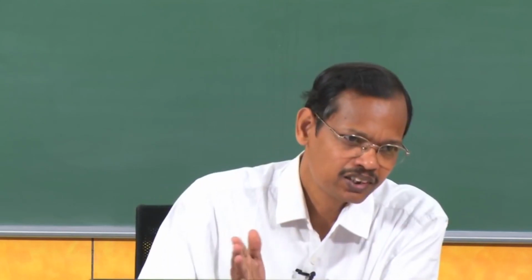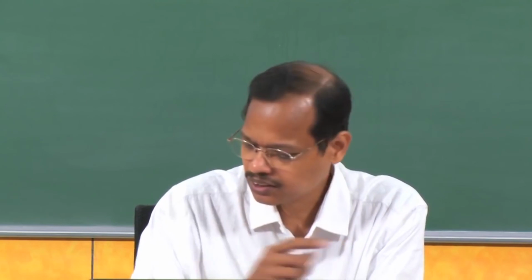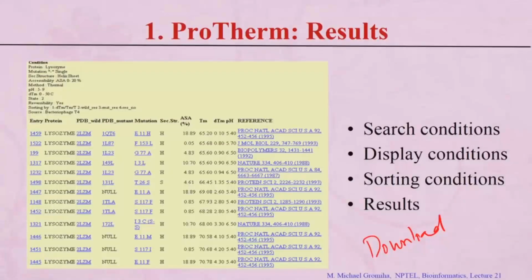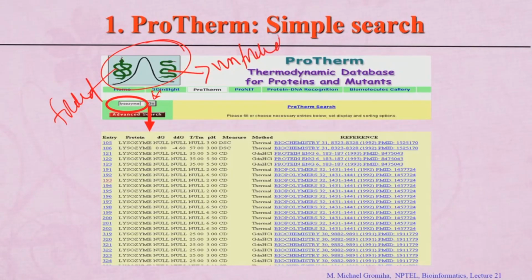In the second part we discussed the database. What is the name of the database? Protham. This is a thermodynamic database for proteins and mutants, which is why they put the name Protham. If you see the Protham logo, this is the folded state, this is the unfolded state, and this is a curve. Yesterday I showed the thermal denaturation curve. This is how we designed this logo to show the thermodynamic stability for proteins and mutants.